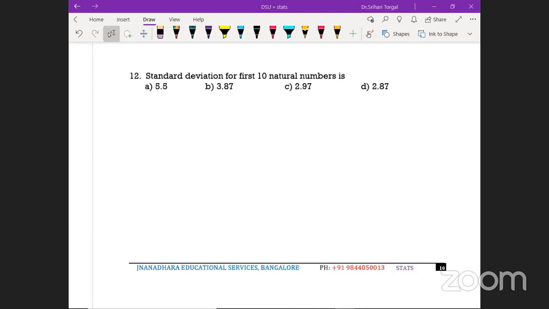Now mean deviation. What is mean deviation? 2.5. Remember that. What is variance? 8.25. You have to remember. Standard deviation.